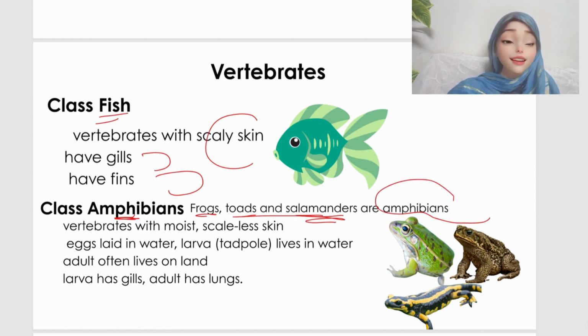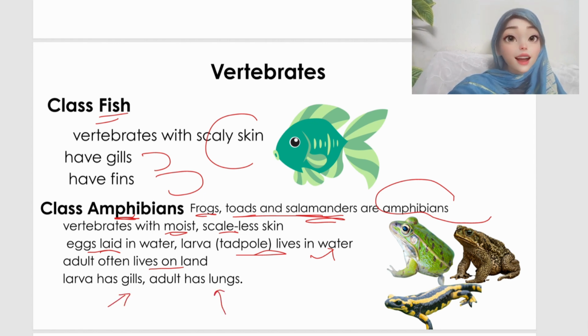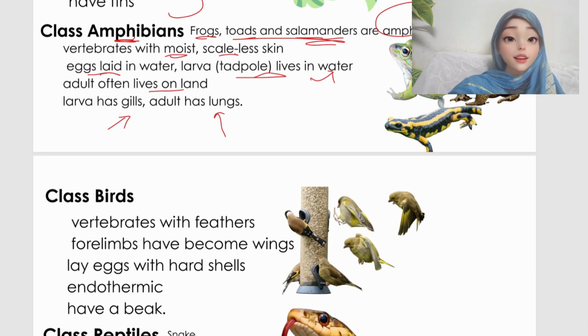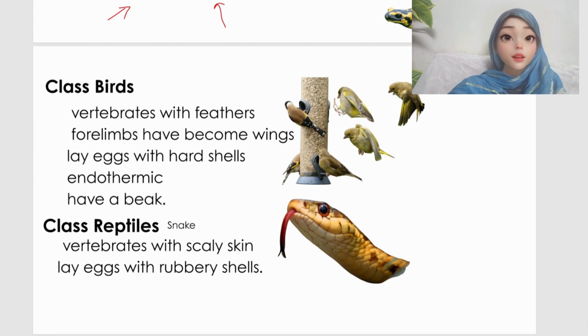The amphibians have moist, scale-less skin. They also lay eggs in the water, and their larvae, tadpoles, also live in the water. When they become adults, they live on land. Their larvae have gills, and when they become adults, they have lungs. Okay, now let's move on to the other class, the class birds. For the class birds, the vertebrates also have feathers.